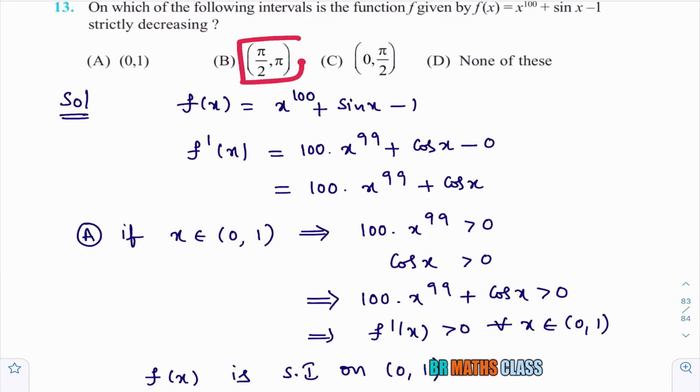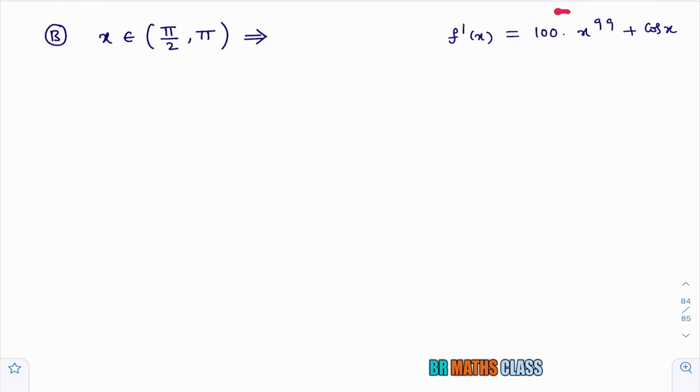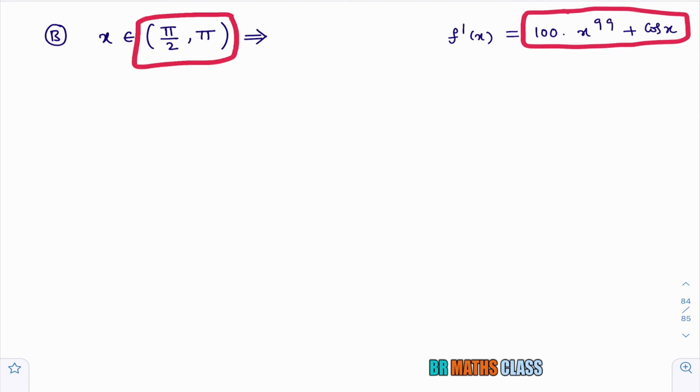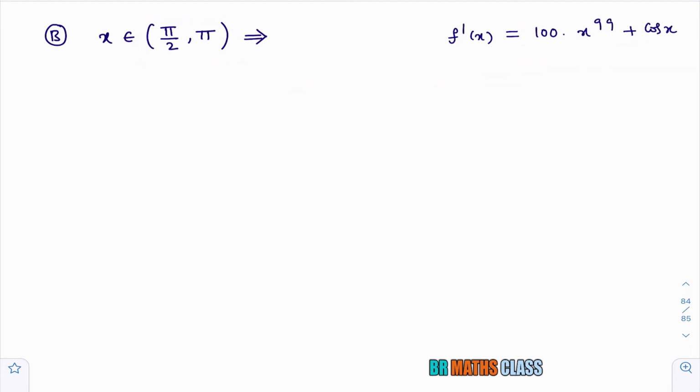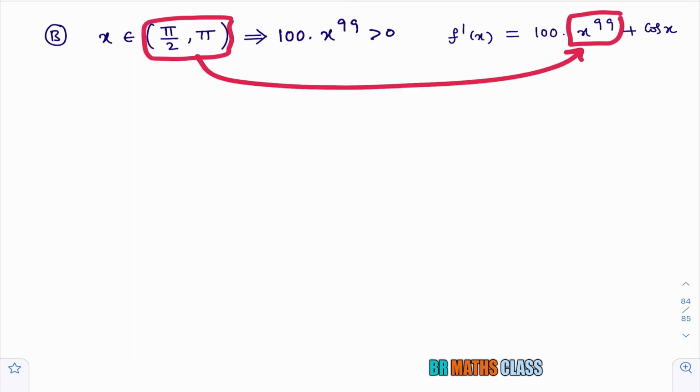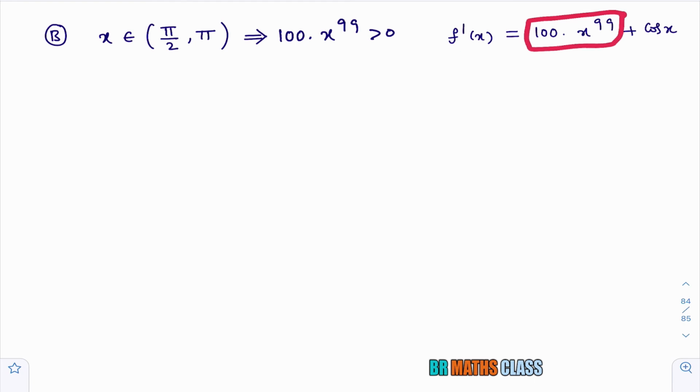Now I'll check on the next interval, whether the derivative is less than 0 or not. You observe the derivative of the given function is this. Now in this interval I need to check whether its derivative is less than 0 or greater than 0. When x is in this interval, that means in the second quadrant, 100 into x power 99 is strictly greater than 0, because these are all positive numbers. I hope you are understanding.